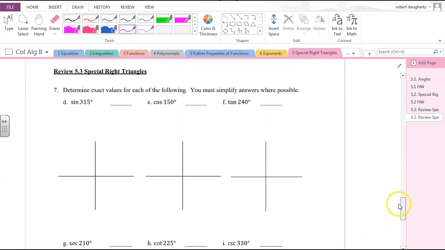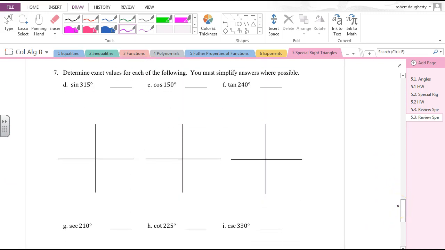And it looks like we have some more of these fun problems. Determine these exact values. This is all about using special right triangles. The sine of 315. First thing you have to do is draw that angle of 315 degrees. So that's an angle that ends up over here in the fourth quadrant. So that's 315, okay? If it went all the way around, that would be 360. So 360 minus 315 is 45 degrees. So that tells me that when I draw my right triangle, this is a 45-degree angle. That is a 45-degree angle.